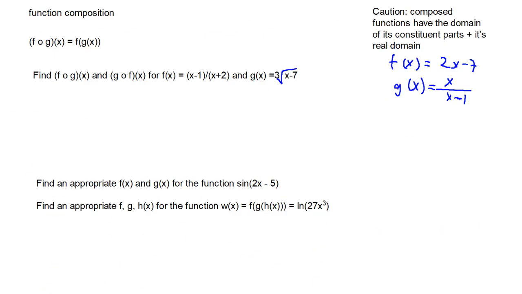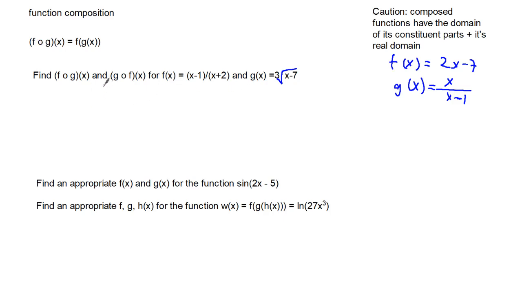Next page. I think I just got lazy here. Find f of g of x and g of f of x for f and g equal to these. F of g of x, you should already kind of know this function composition stuff. I'm just going to do it anyway. We have f of g of x. This is f circle g of x. I used a circle because I was lazy.